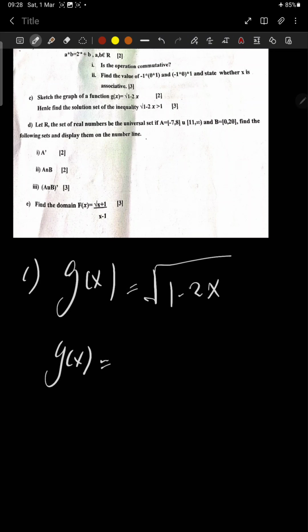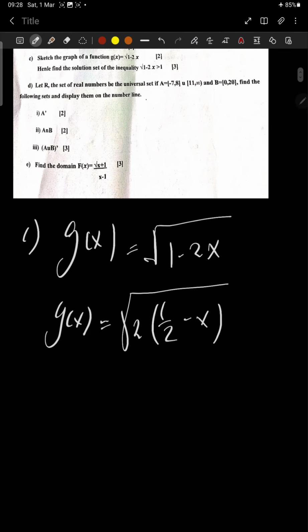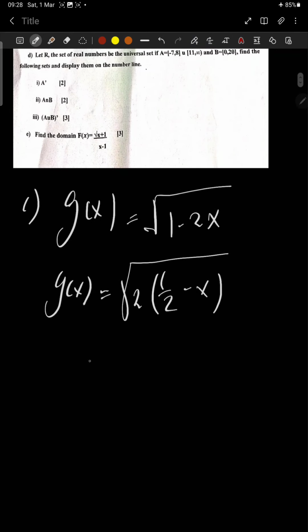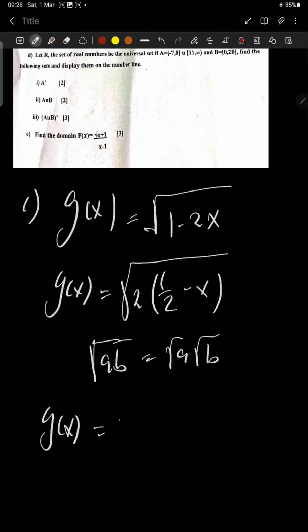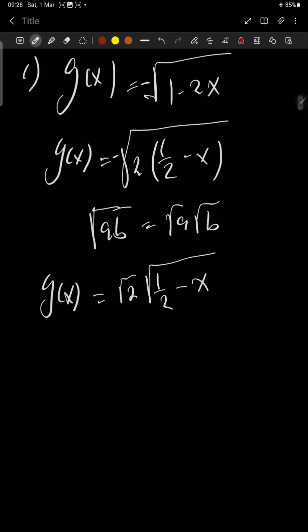So you're going to factorize 2. Don't factorize negative 2. Okay, factorize 2. So factorize 2 inside, this will be 1 over 2, this will be x. Okay, so after that, guys, remember there's a principle: the square root of ab is the same as the square root of a times the square root of b, isn't it? So I'm going to do the same for g of x. So this will be the square root of 2, and here there was a negative in the question, times the square root of 1 minus 2x. Okay, so you have simplified.